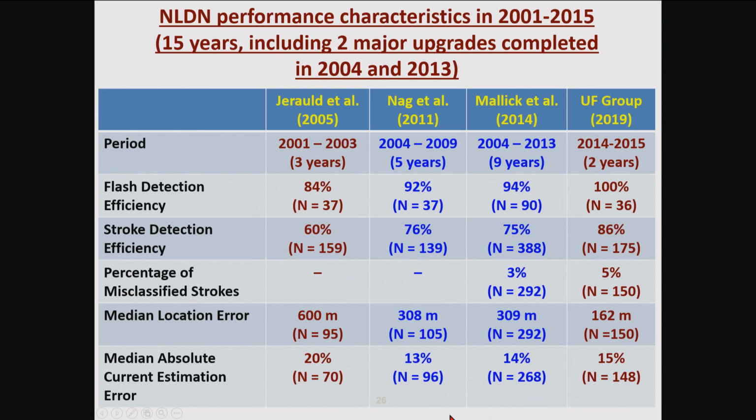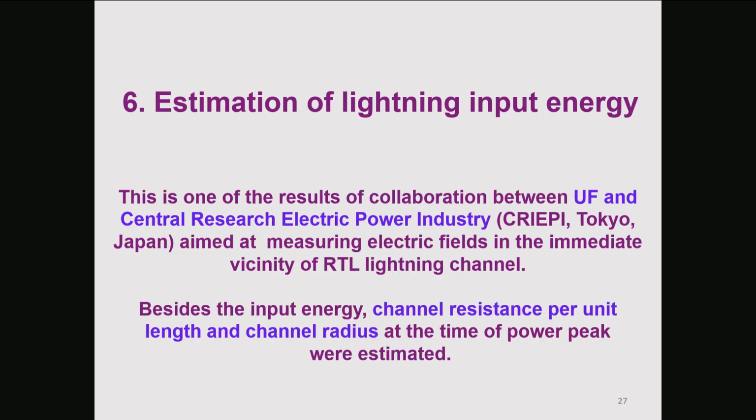To me, it's surprisingly low. I'm talking about the current estimation error, because currents are not directly measured. They're estimated using a model or some empirical formula from measured fields. And 20 to 15% is pretty good.